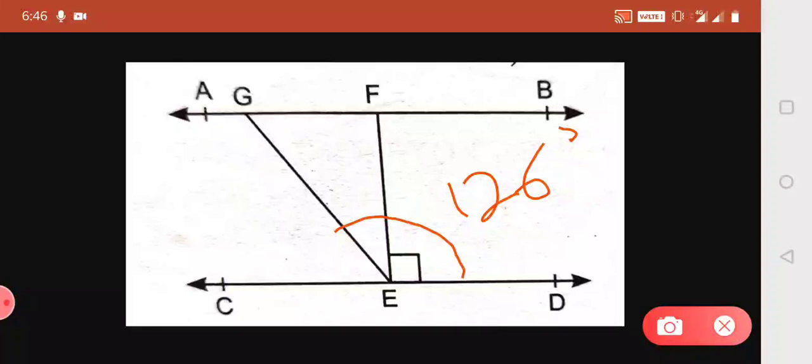Also it is given that line AB is parallel to line CD. Further it is given that EF is perpendicular to CD, that is we get angle FED. This angle is 90 degree. Using this we have to find angle AGE, this is angle AGE.